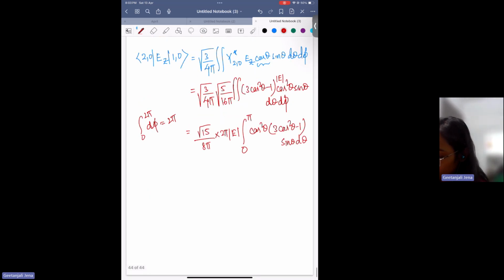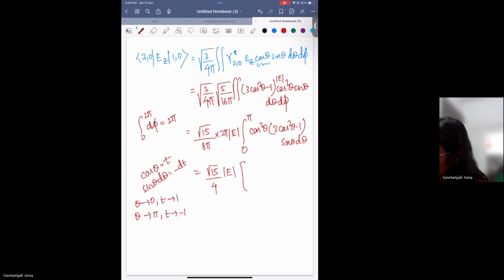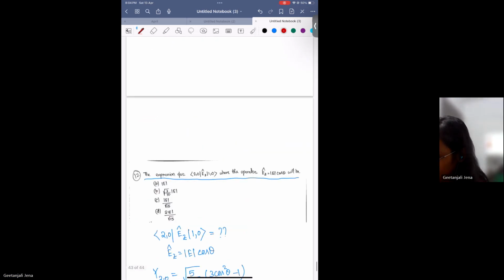To solve this, you just have to make a substitution. Let's take cos theta equal to t. That means sin theta d theta will be minus dt, and when theta tends to 0, t tends to 1, and when theta tends to pi, t tends to minus 1. If you make the substitution, you will get the integration of t square times 3t square minus 1 dt from minus 1 to 1. This integration is easy. If you solve it, you will get, I am writing the final answer, 2 mod E by root over 15. So this will be the answer. Answer D.